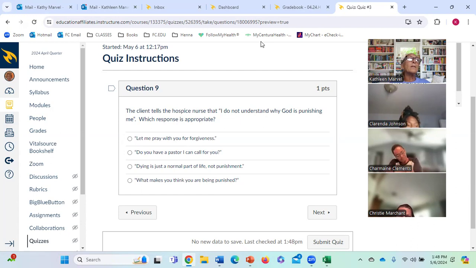The other reason why that's not a correct answer is then you're asking them to articulate what maybe negative things are going on that are bothering them, that they feel like they're being punished. Is this really the time to have them explain to you why they feel like they're being punished? Probably not. Does that make sense? Anybody have any questions about that?